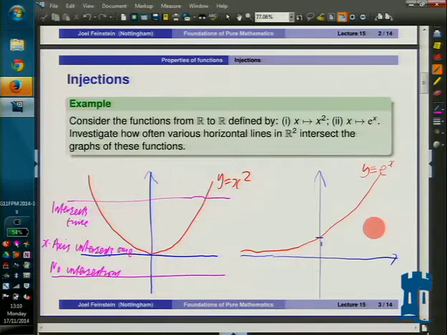But e to the x is slightly different because wherever you look, the line either meets it no times or one time. So, for example, here, again, we've got no intersections. But no matter where you try up here, once it does meet, it meets it exactly once.